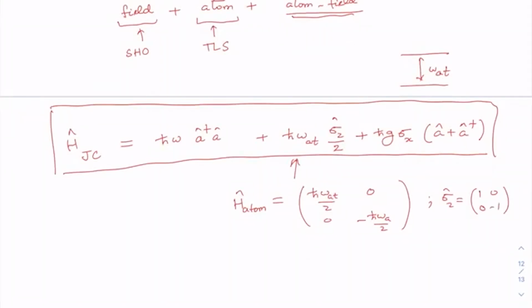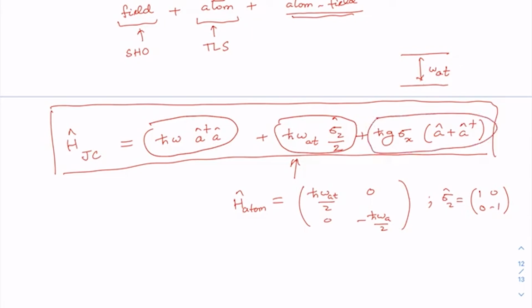The underlying physics described by the Jaynes-Cummings model is easy to understand. The first term in the JC Hamiltonian represents the field mode energy. The second term is the energy of the two-level atom, while the third term represents the interaction between the atom and the field mode.